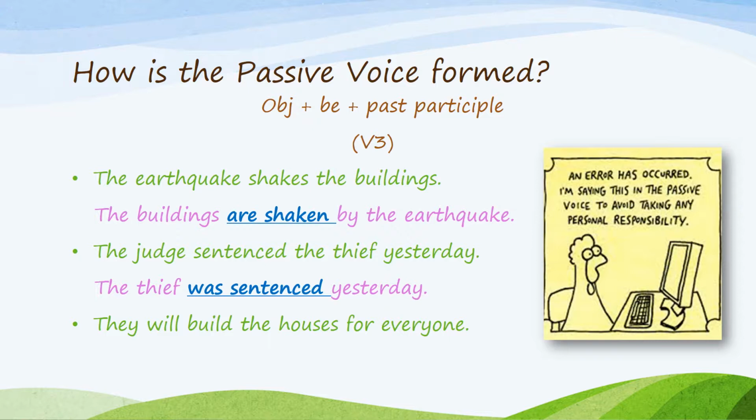They'll build the houses for everyone. So the houses is the object of the sentence and you should take the houses at the very beginning, and there is a modal in the sentence as well, and you put will and be and then verb 3. The houses will be built for everyone.